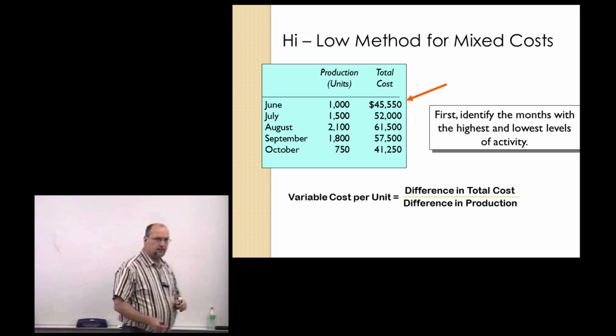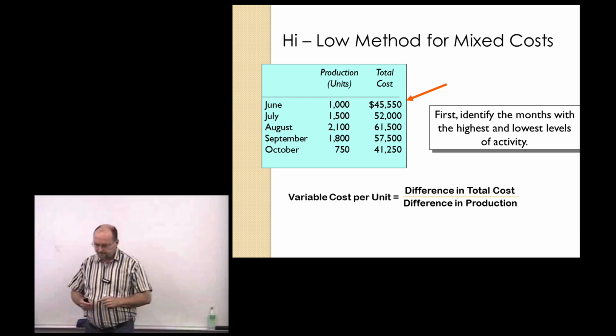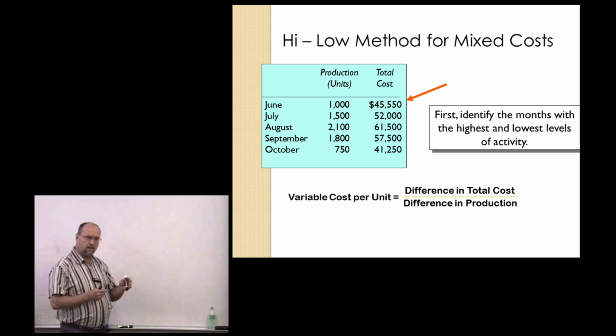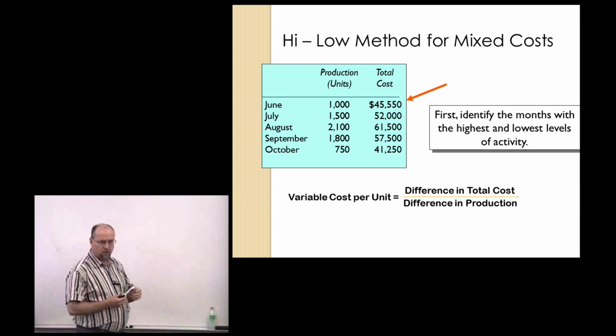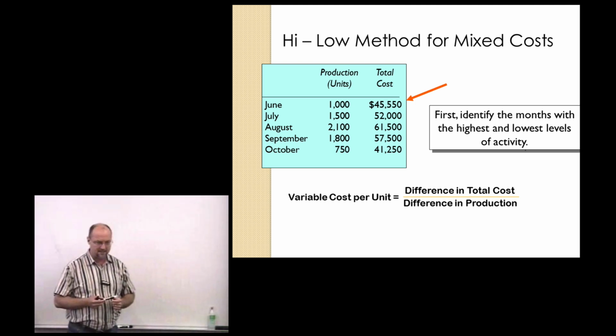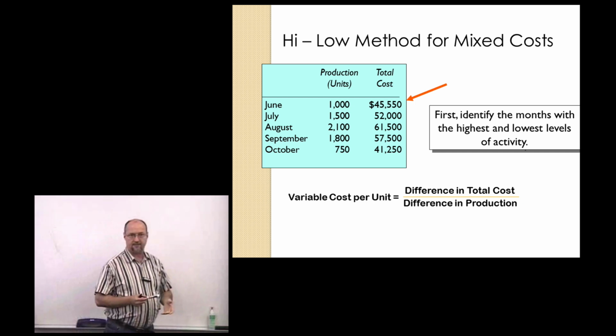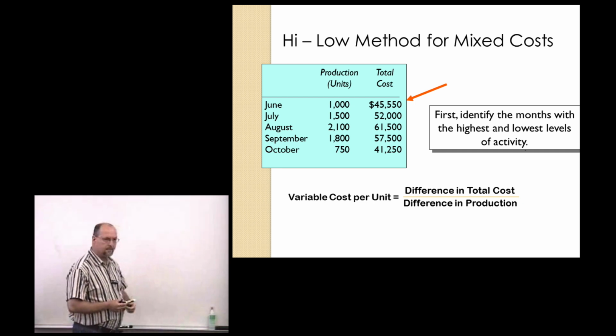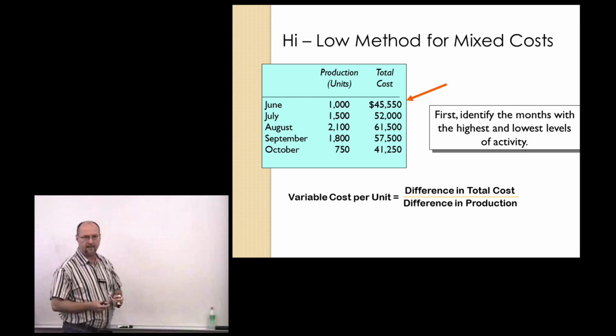Now, there are several techniques we can use to separate a mixed cost into its variable and its fixed components. One is called regression analysis. We're not going to look at that. You'll look at that in your probability and statistics class. Scatter graphs, which the book may discuss. We're going to focus on this estimation technique called the high-low method.